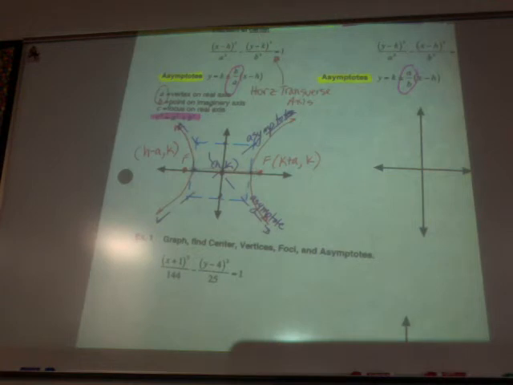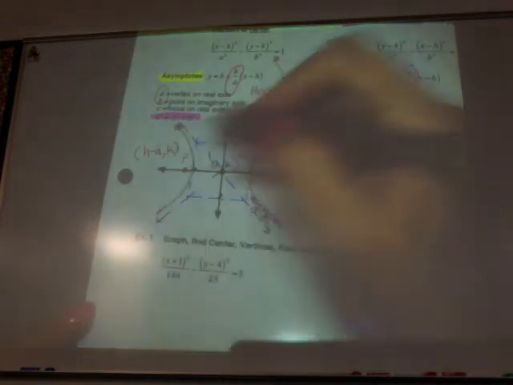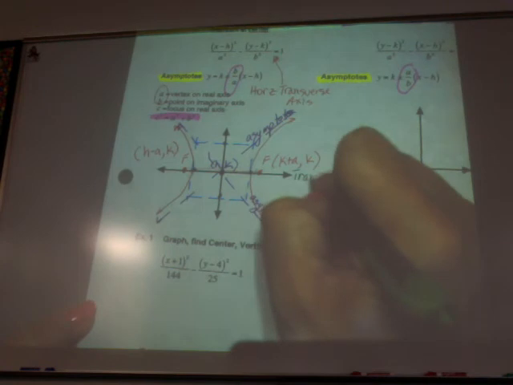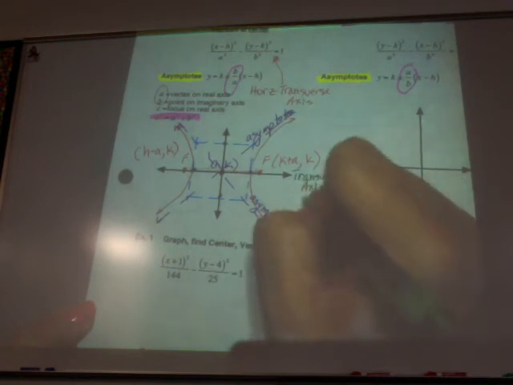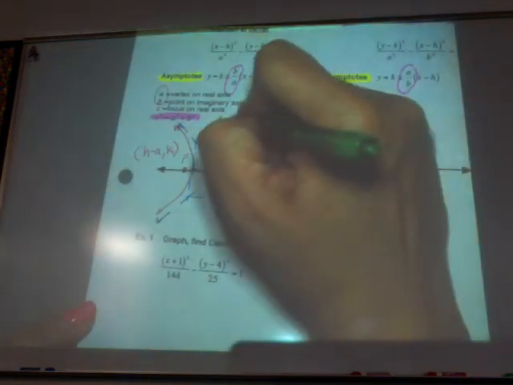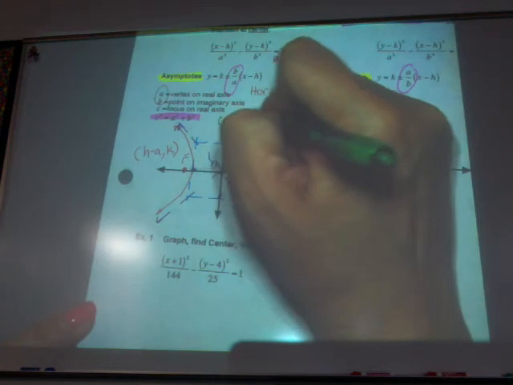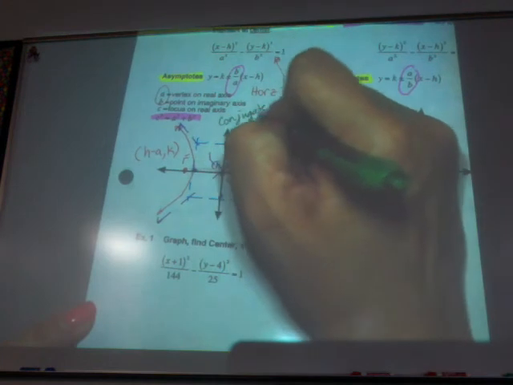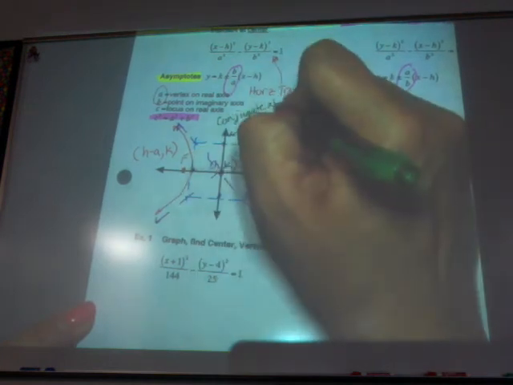The only other thing that I think you need to know is that if this is your transverse axis here, which would be 2a, then this right here is called your conjugate axis. And wouldn't that be 2b?